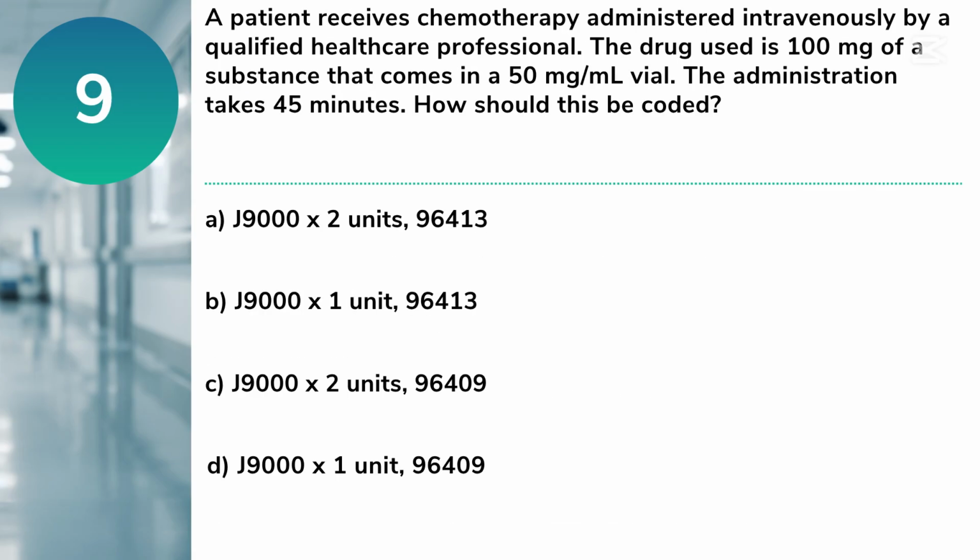Question 9. A patient receives chemotherapy administered intravenously by a qualified healthcare professional. The drug used is 100 mg of a substance that comes in a 50 mg per milliliter vial. The administration takes 45 minutes. How should this be coded? A. J9000 x 2 units, 96413. B. J9000 x 1 unit, 96413. C. J9000 x 2 units, 96409. D. J9000 x 1 unit, 96409.